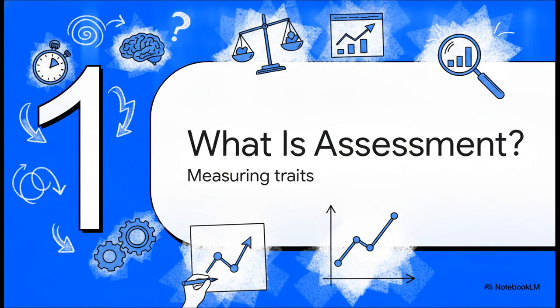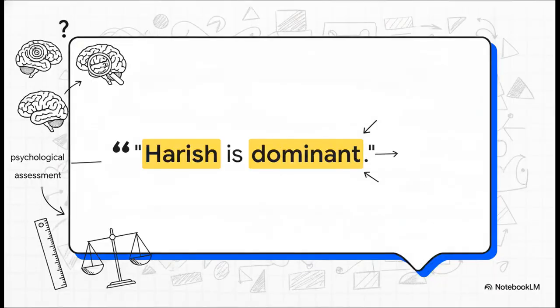Section 1. What is psychological assessment? Let me ask you something. How quickly do you make judgments about the people around you? Probably instantly, right? We all do it. We make statements like, oh, Harish is dominant, all the time. When we say that, we're actually referring to the specific degree of dominance in Harish. That statement? That is our very own basic, everyday psychological assessment of him.